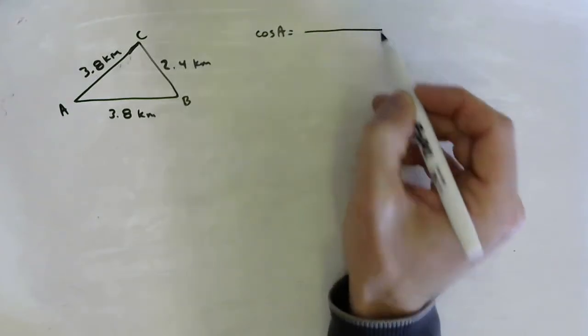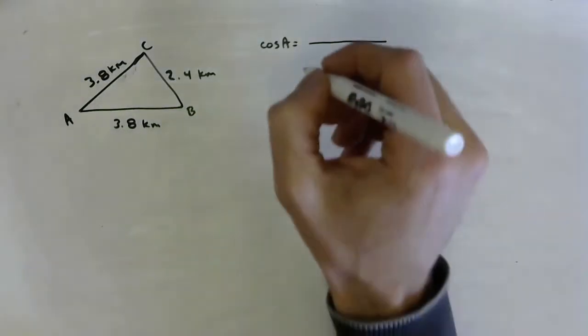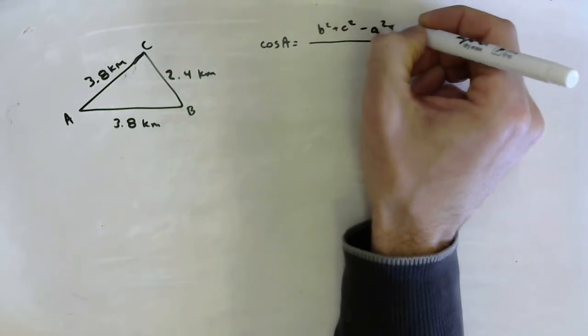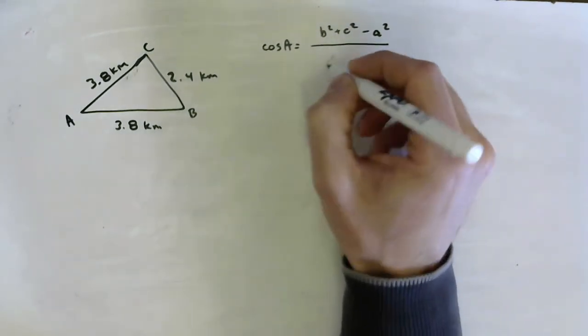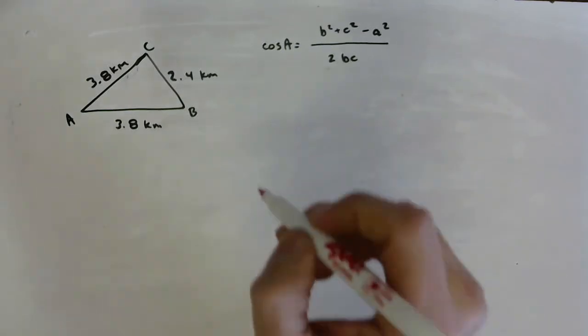I'll give you a hint. My other two sides go here: B squared plus C squared minus A squared over 2BC. All right, my friends, go ahead and plug in what you know, then check the board to see how you're doing.